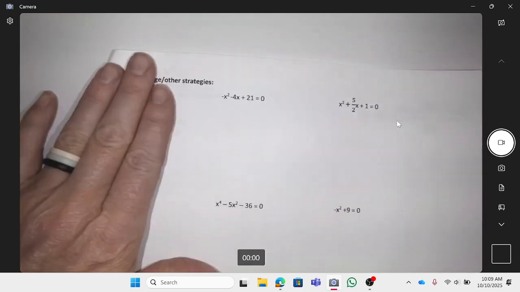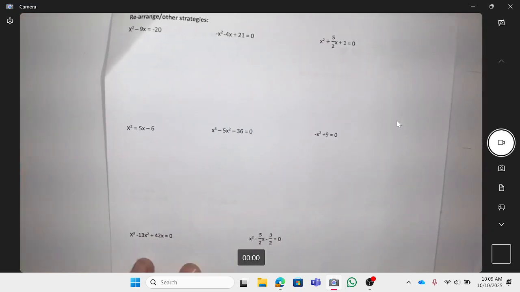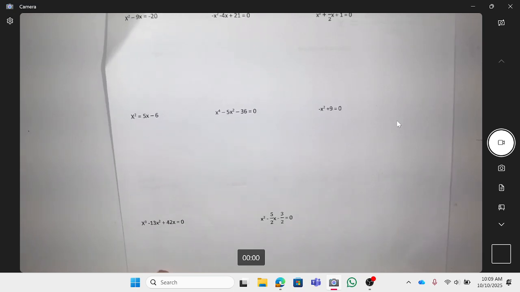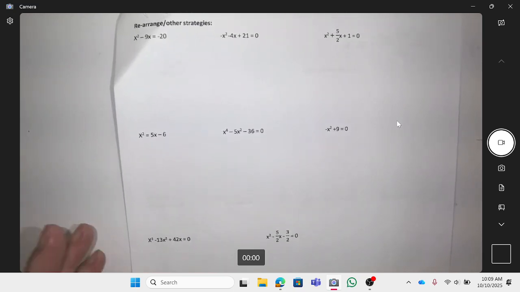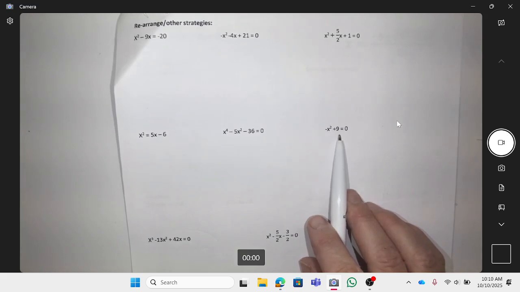Okay, so here we go. Let's scan this page. There's 8 of them. Is there any of them that I can isolate with that strategy? Can you find, do you see one variable in any of them? The answer is yes, so where do I see it? The negative x squared plus 9. This one? Okay, so we can isolate it.